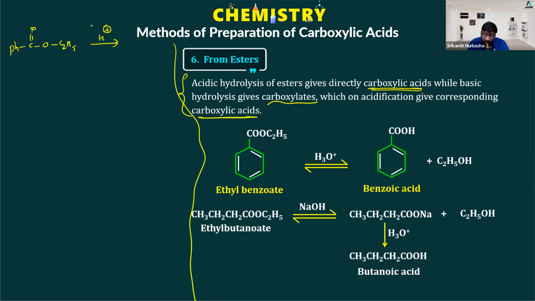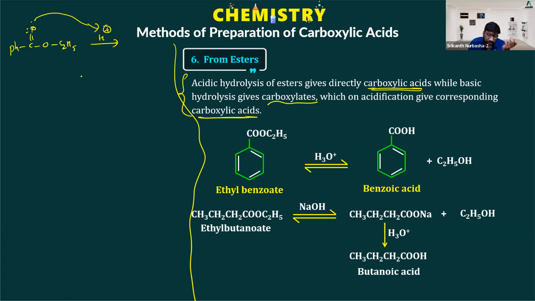The first step is simple. The lone pair of electrons present on oxygen are going to attack the H plus to increase the electrophilicity. Because in acidic hydrolysis, H2O is the nucleophile, and H2O is not a great nucleophile, so you have to increase the electrophilicity. But in basic hydrolysis, OH minus is the nucleophile. OH minus is a good nucleophile. It can attack the less electrophilic carbon also.